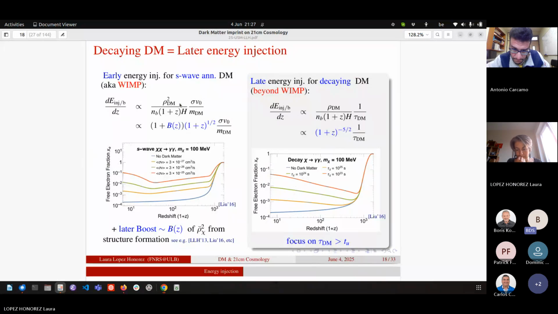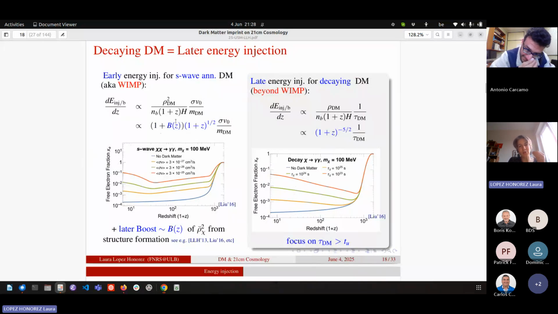In principle, or in other words, you say that annihilation in the S wave would be a more boring case? Well, it's not completely true because I obviously didn't talk about this prefactor, okay? The point is that this prefactor is the boost from structure at late times.